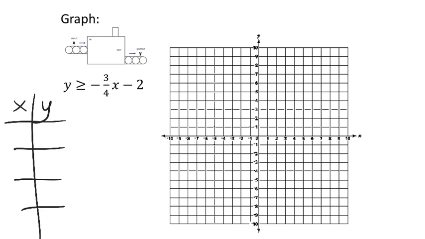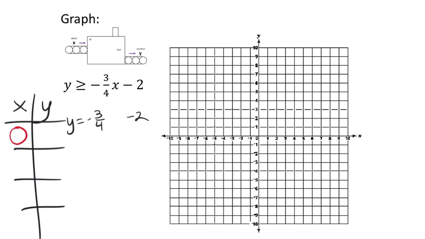And again, I always like to start with an x value that's 0. I don't care if I've got a fraction here. X being 0 is going to be very nice. And then I rewrite the equation. Again, I write it as an equation, though, not as an inequality. So y equals -3/4 x minus 2.